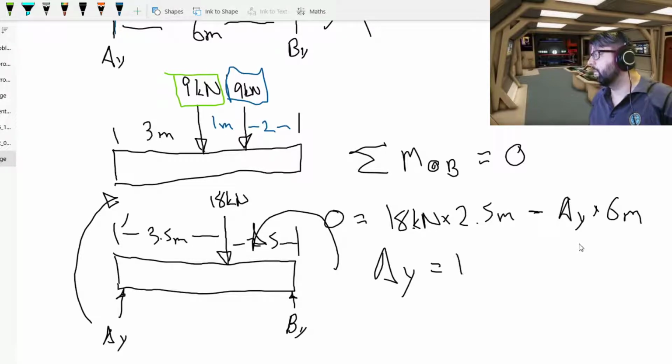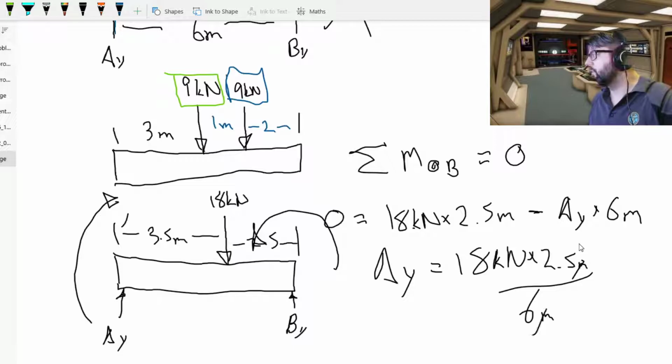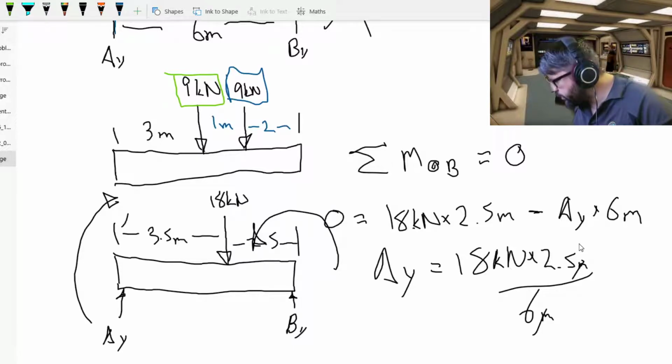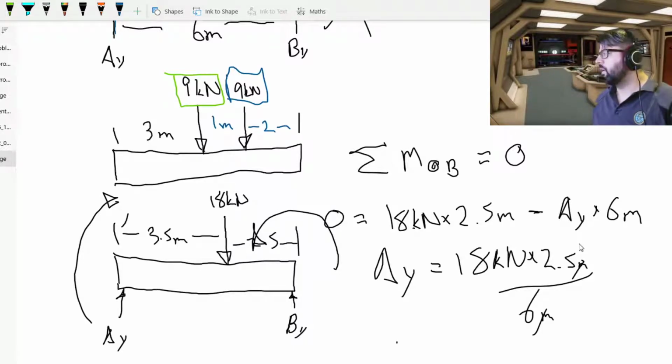That lets us solve for AY. That's going to be equal to 18 kilonewtons times 2.5 meters divided by 6 meters. Meters cancel out. 18 times 2.5 divided by 6 gives us an AY of 7.5 kilonewtons.